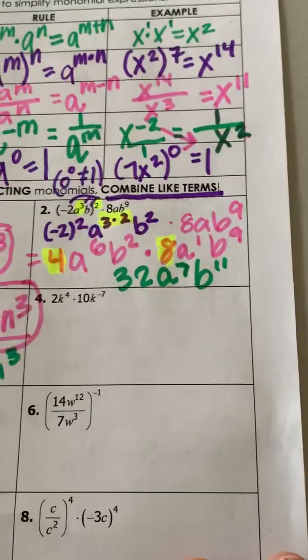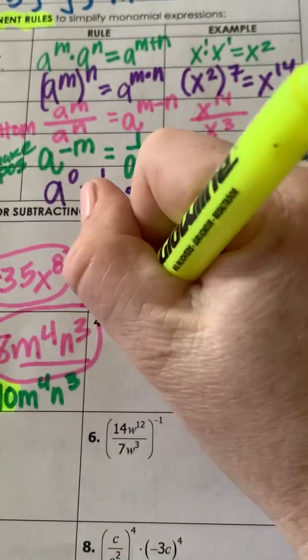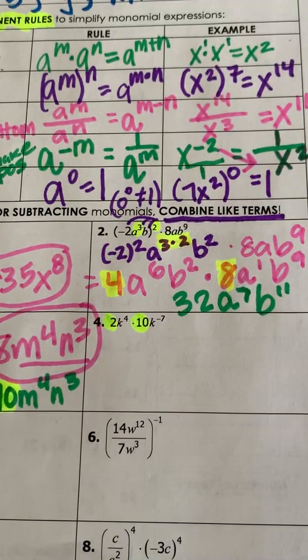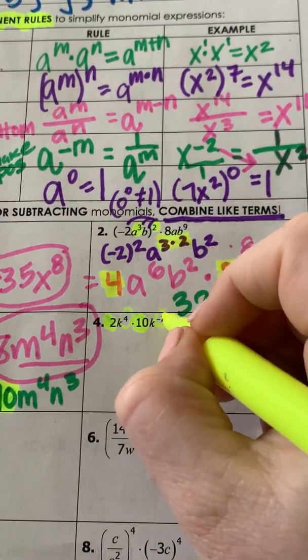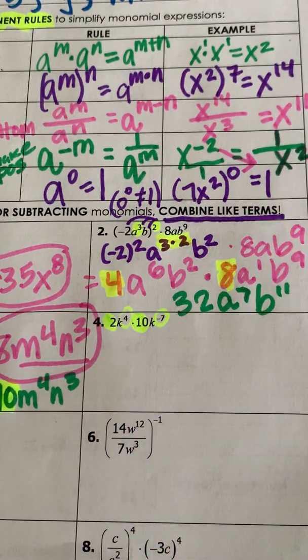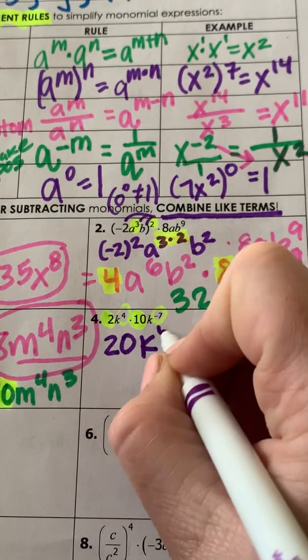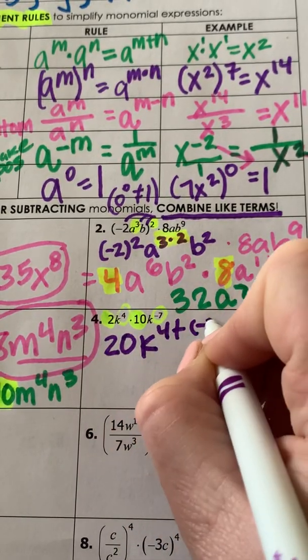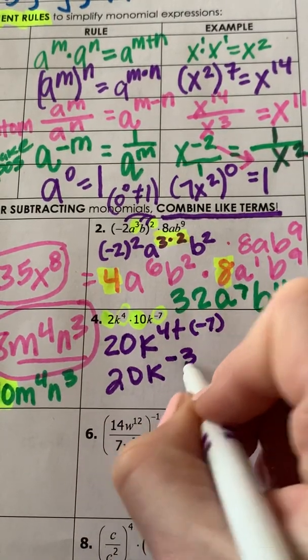Okay, number 4. This has a negative exponent. So what I'm first gonna do is multiply the numbers, and then I'm gonna do my product rule there and add or subtract the exponents, and then we'll see what happens. So 2 times 10 will give me 20, k to the 4 plus negative 7. So this is 20k to the negative 3.